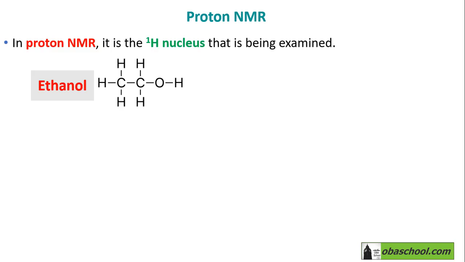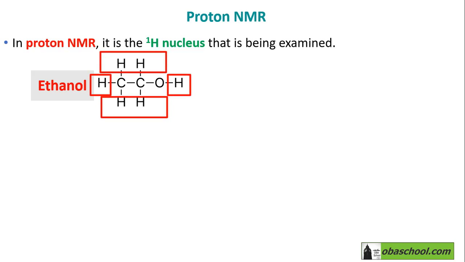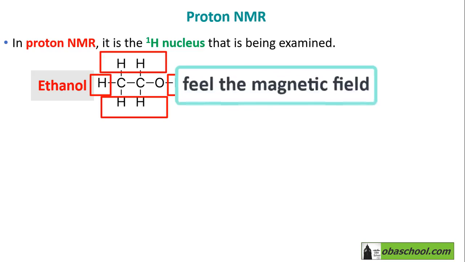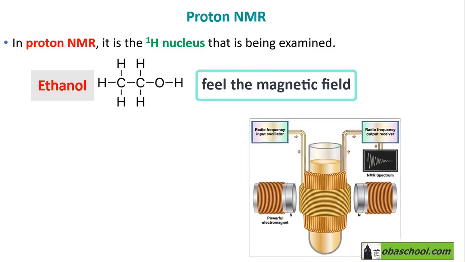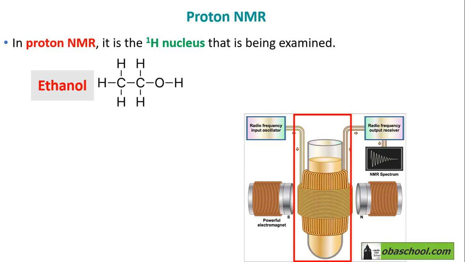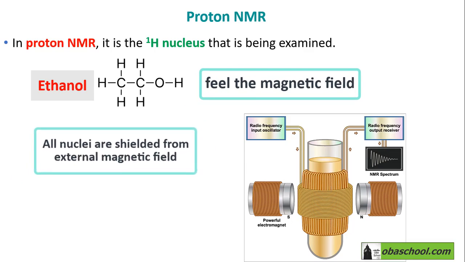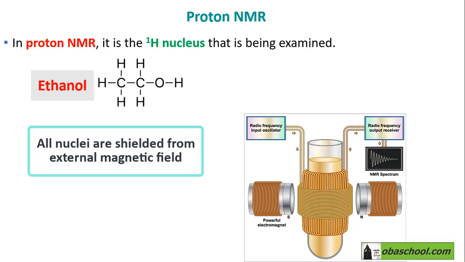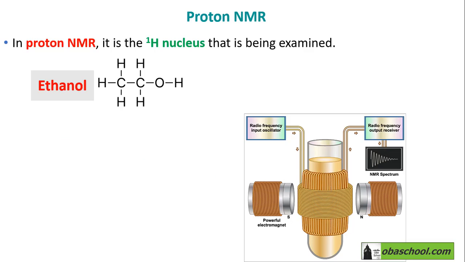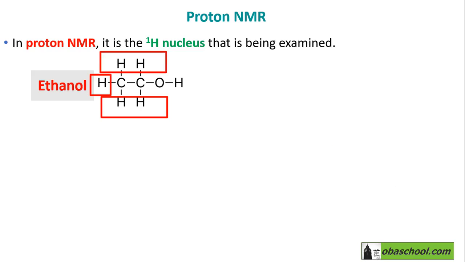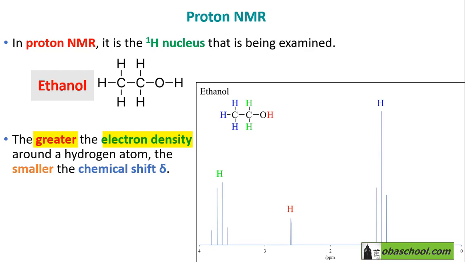Here it is the hydrogen atoms attached to different functional groups that feel the magnetic field differently. So when I put my sample inside the test tube, the hydrogen atoms are the atoms that feel the magnetic field I expose them to, because all nuclei are shielded from the external magnetic field by electrons that surround them. If you look here, we can see that there are some nuclei with more electrons around them, which means they are better shielded. The greater the electron density around a hydrogen atom, the smaller the chemical shift.